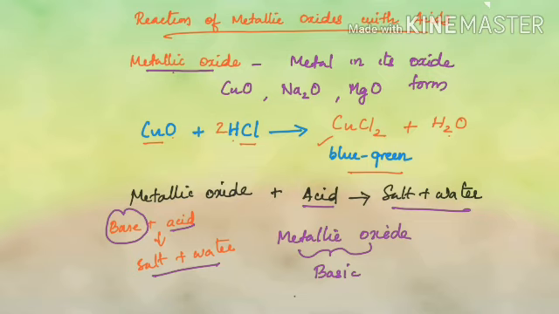Why are metallic oxides basic in nature? Because they react with an acid to produce salt and water, just like how a base reacts with an acid to produce salt and water. I hope it is clear. So when a metallic oxide reacts with an acid, a salt and water will be produced, right? Just like the equation that we have studied before, base plus acid gives salt and water. So we can say that metallic oxides are basic in nature.